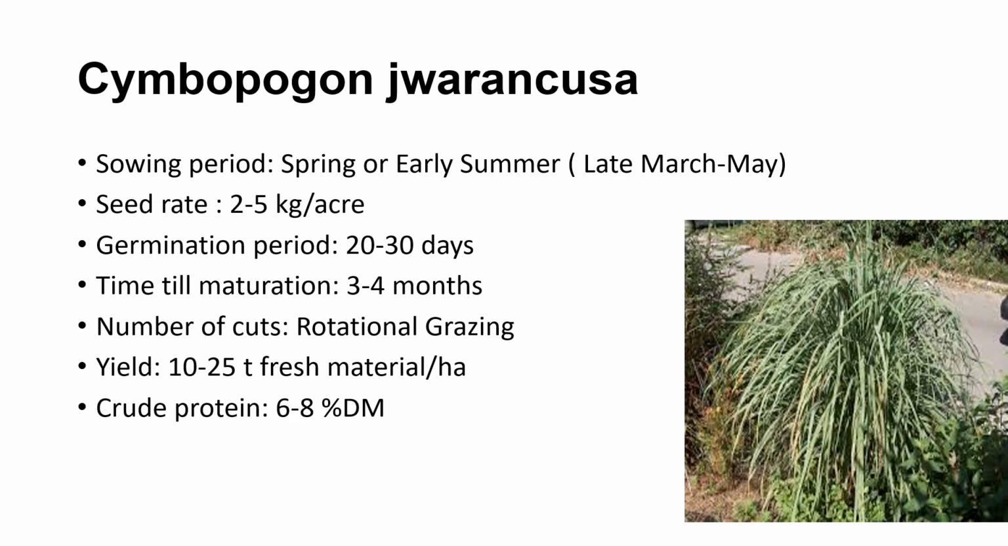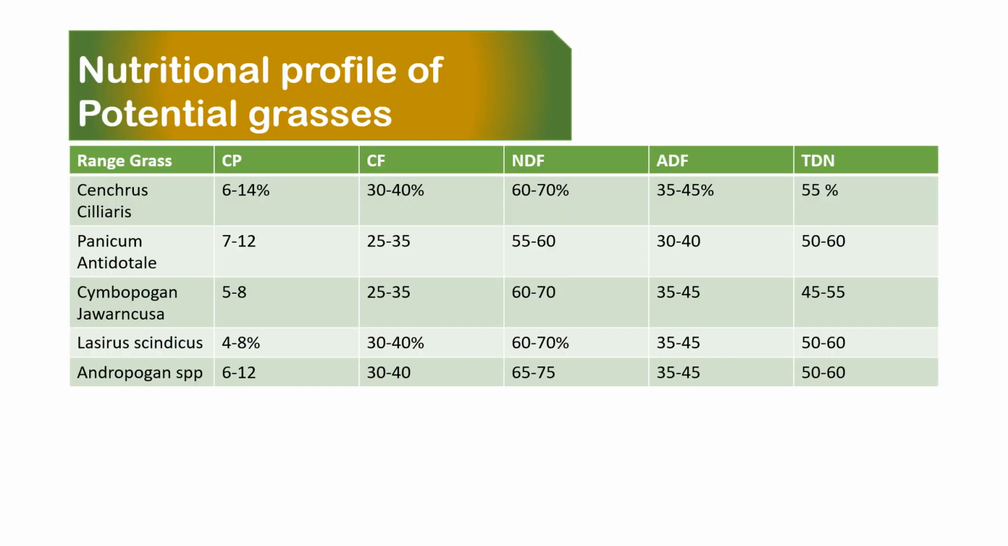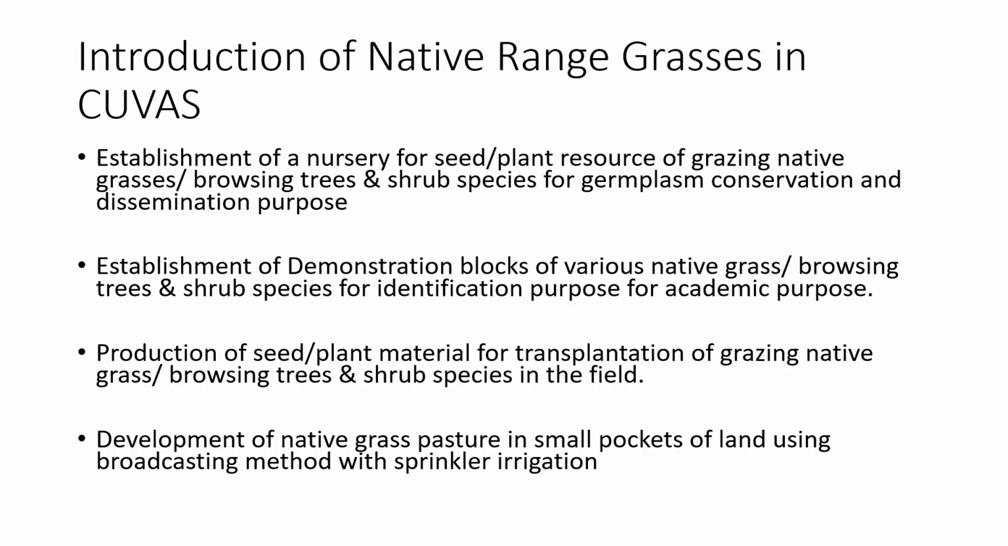But this Simbapagan Jwankusa has a little bit less crude protein as compared to the others. You can also see with this table how different grasses have different amounts of crude protein in them. The most crude protein is present in the Sancra ciliaris, and it is also the most abundant grass and the most resilient grass, with the highest survival rate in this setup and in this setting.